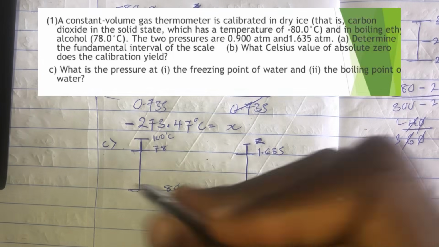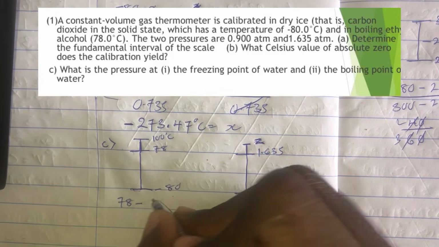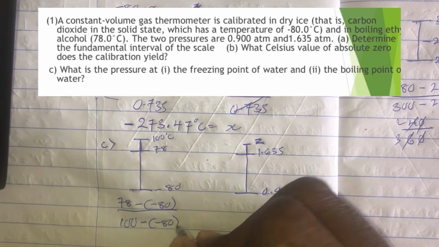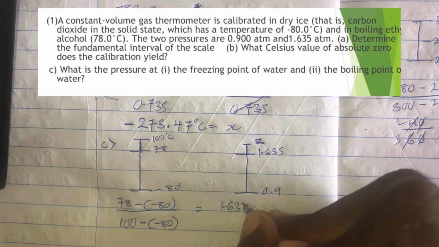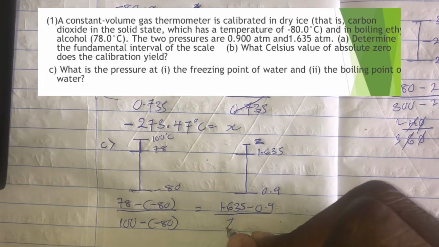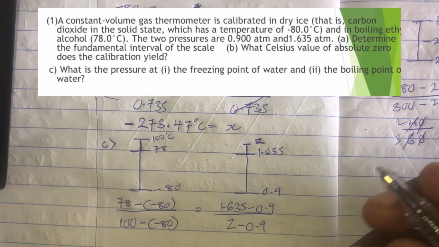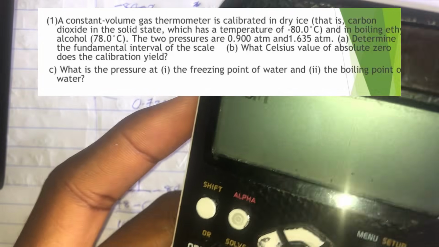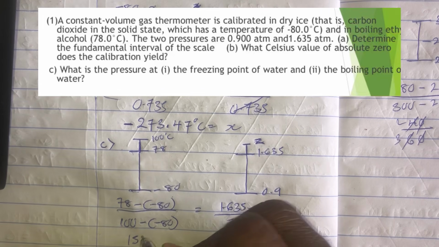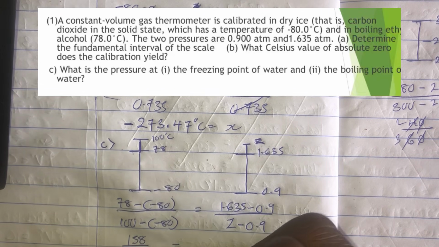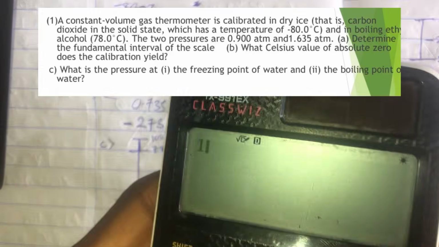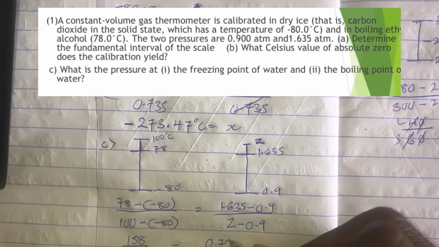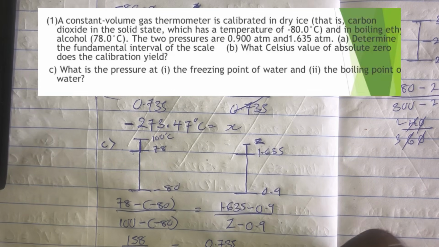Let's get right back. So let's just say 78 minus 80 over 100 minus 80 is equal to 1.635 minus 0.9 over Z minus 0.9. So here, what's 78? This is what eventually turns to 78 plus 80. So that'll be 158 over 180, right? Is equal to 1.635 minus 0.9 will be 0.735, all divided by Z minus 0.9.